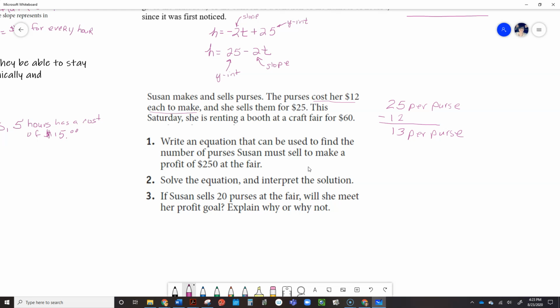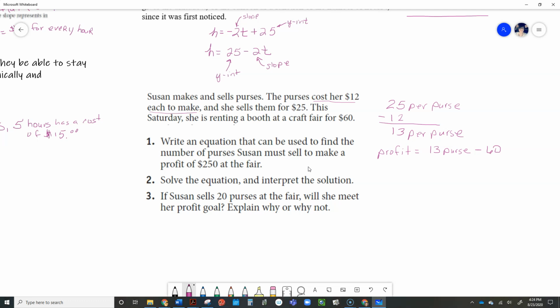Then it says she's going to rent a booth at the craft fair for $60. So write an equation that can be used to find the number of purses she must sell to make a profit of $250 at the fair. So the equation that we're going to write is going to be to find profit. And we know that we're going to get profit by doing $13 for each purse, but then we have to take away the $60 for the booth rental.